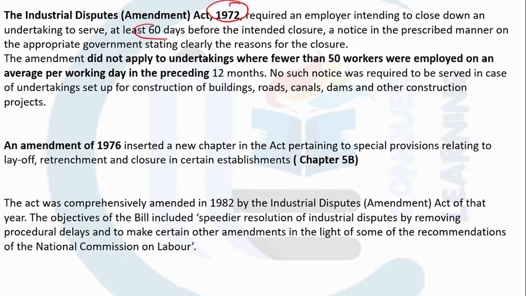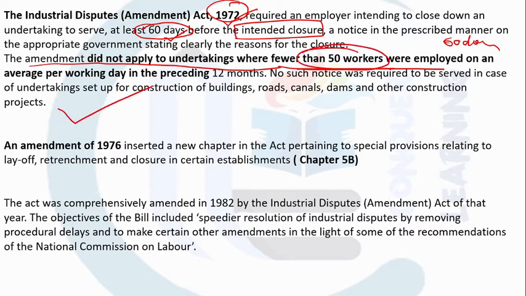In 1972, the condition for 60 days notice before closure was introduced. The amendment did not apply in certain conditions. So closure of 60 days notice does not apply to the undertaking where there are less than 50 workers. This everything was introduced in 1972. So please remember, the 1976 amendment inserted Chapter 5B, which is a special provision that applies to 100 or more employees working in an industrial establishment.